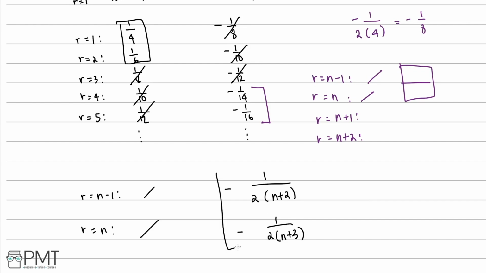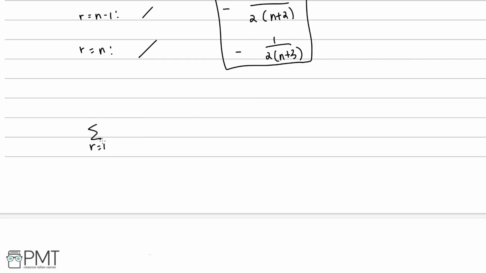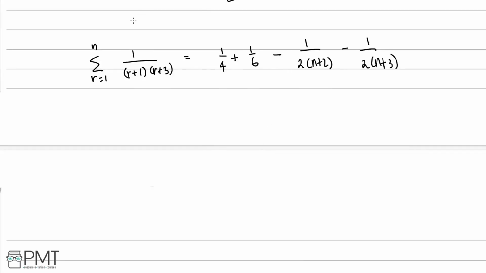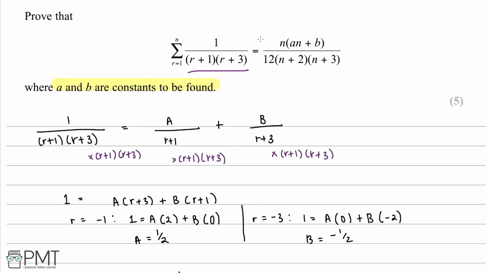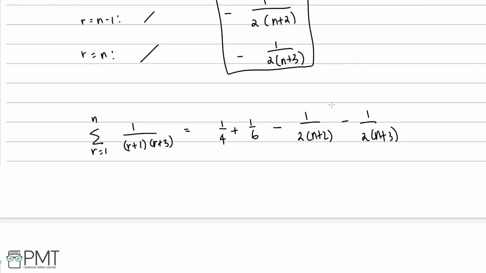Great, so now we have all of the remaining terms of our sum, which is a quarter, a sixth, minus 1 over 2 times n plus 2, and minus 1 over 2 times n plus 3. So the sum from r equals 1 to n of 1 over r plus 1 times r plus 3 will just be equal to a quarter plus 1/6 minus 1 over 2 times n plus 2 minus 1 over 2 times n plus 3. Well, the equation we have over here is not quite the same as the equation that we have on top, because this is all in one fraction, and this is in multiple fractions. So let's try and simplify this all into one fraction.